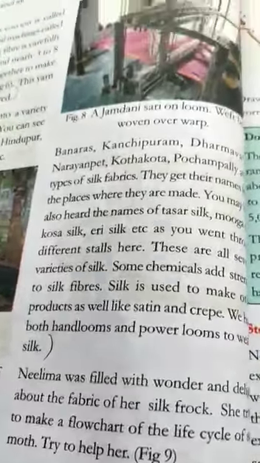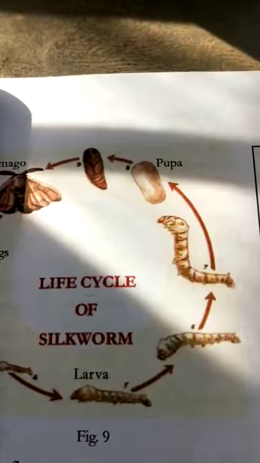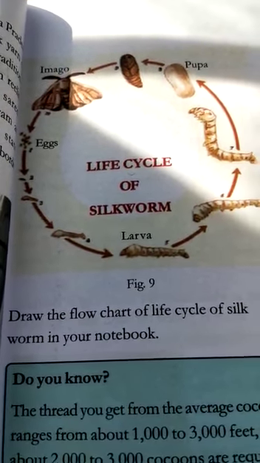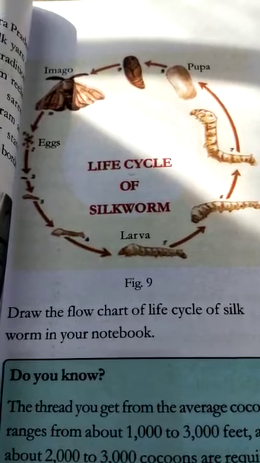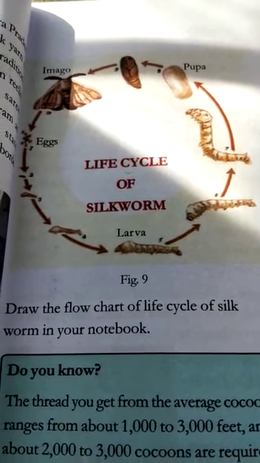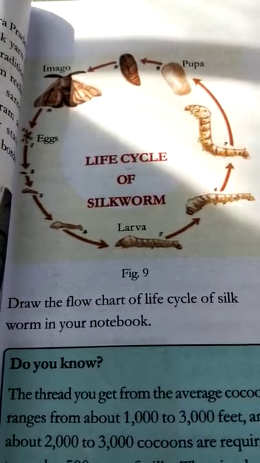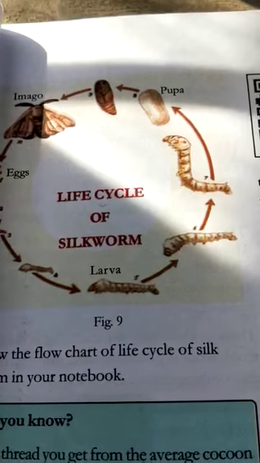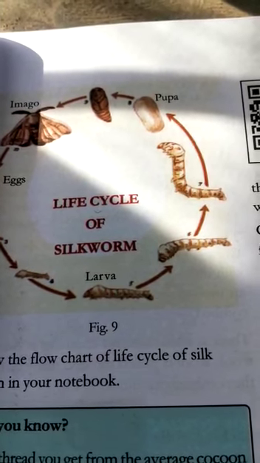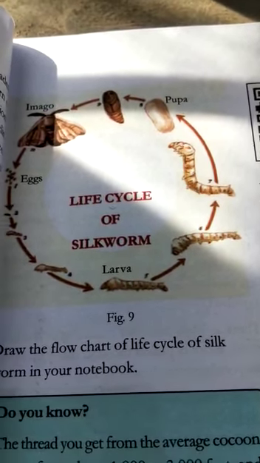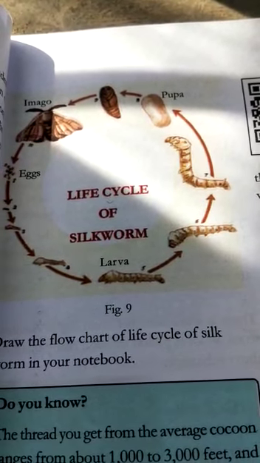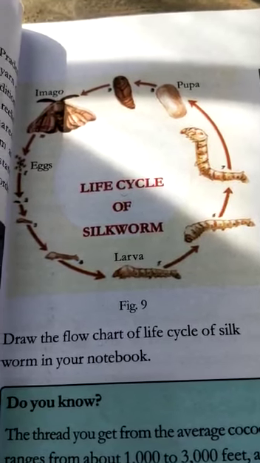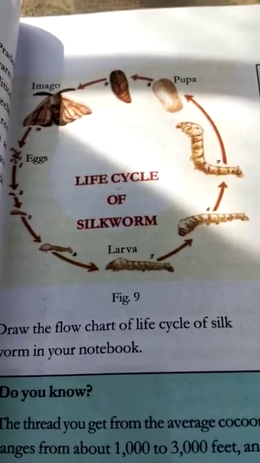This is about silk worm and life cycle. Finally we can see the life cycle of the silkworm. See the stages: egg, larva, pupa, and imago. At last it makes a cocoon. We can see here making the cocoon in the pupa stage. With that cocoon only they will take thread and make silk clothes with the help of hand looms. See clearly the life cycle of the silkworm.